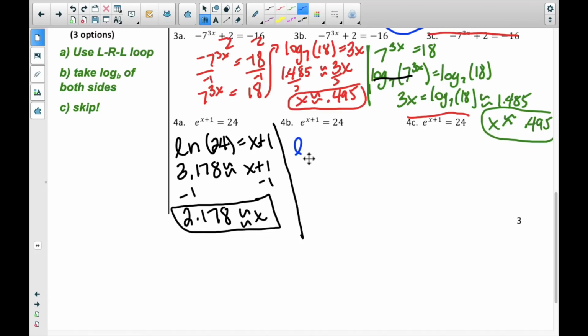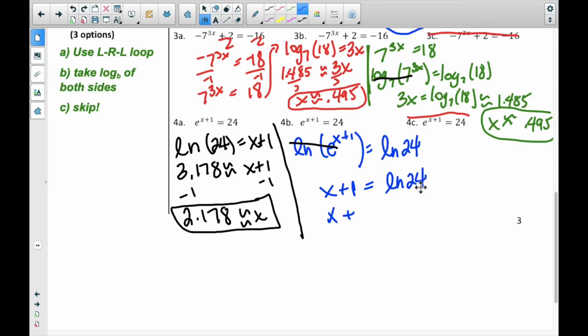But what we're going to do is take the natural log of both sides. Because just like I can divide both sides, I can take the natural log of both sides. And when I do that, the natural log and e are inverses of each other, so they cancel each other out. So now all I need to do is take the natural log of 24 on my calculator. And that one I just did a minute ago, it comes out to be 3.178. I'm going to subtract that 1, and I get 2.178.